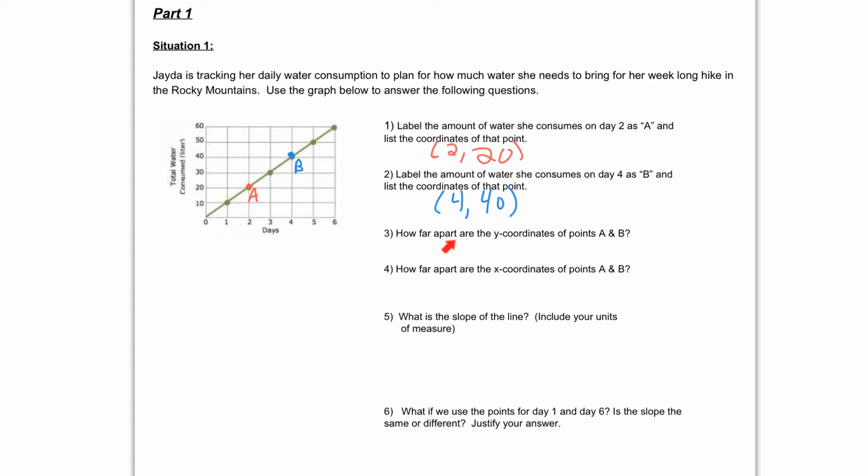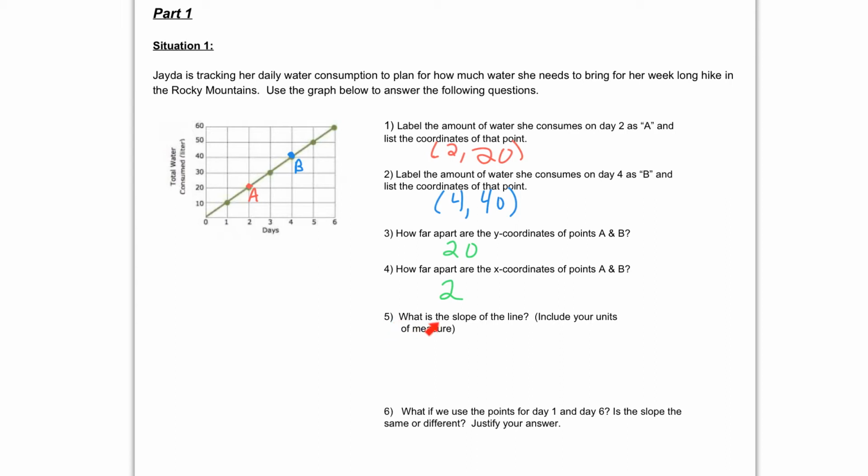Number 3 says, how far apart are the y-coordinates of points A and B? So in our ordered pairs, the y-coordinates are the second number in the ordered pair. And so the difference between 40 and 20 would be 20. They are 20 units apart. And then number 4 asks, how far apart are the x-coordinates? So from 4 to 2, we can look, there's a difference of 2. So they are 2 units apart. So number 4, we would write down 2.